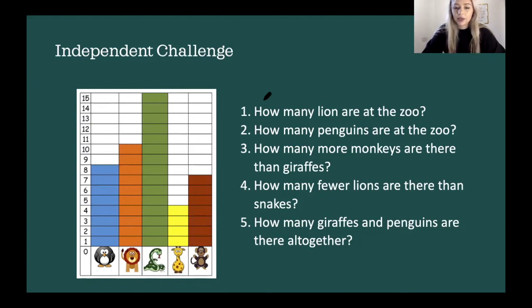The last one, how many giraffes and penguins are there all together? So for that question, you need to add the amount of giraffes and penguins together to see how many there are. Pause this video to have a go.